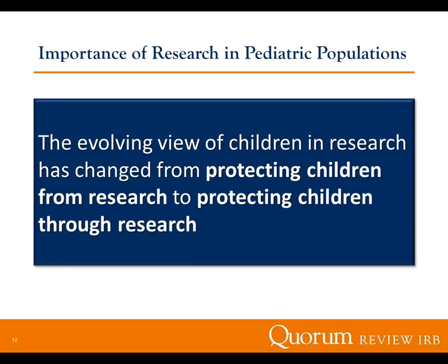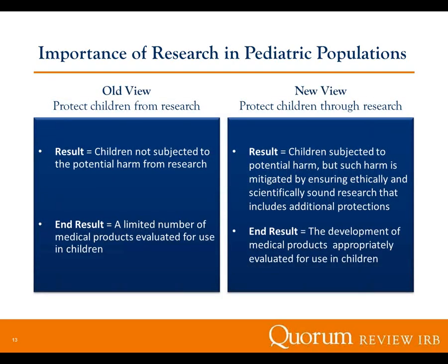So a lot of people say the evolving view of children in research has changed from protecting children from research to protecting children through research. Let's take a look at those 2 views. The old view: protect children from research. Here, the view was if you're going to enroll a child in research, they're going to be subjected to potential harms, unknown adverse events, and things of that nature. So we need to protect children by not subjecting them to these potential harms. The end result of that view, however, is a limited number of medical products evaluated for use in children.